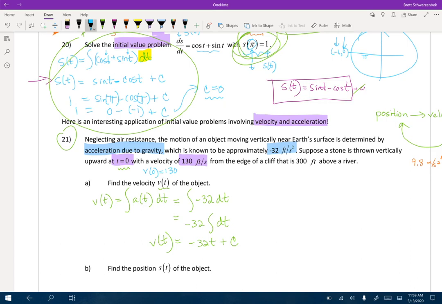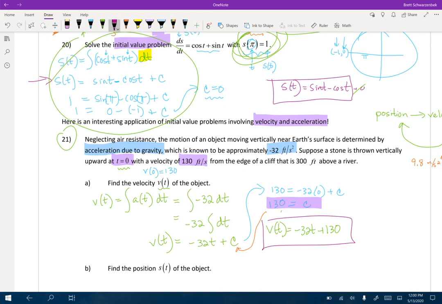So if that's the case, then we can go over here and say, okay, 130 is equal to negative 32 times 0 plus c, which means c is equal to 130. We can then return to our equation and write v of t is equal to negative 32t plus 130. So we can basically take this right here and put it in for c. So this is essentially the answer to our problem. v of t is equal to negative 32t plus 130 for this specific problem.